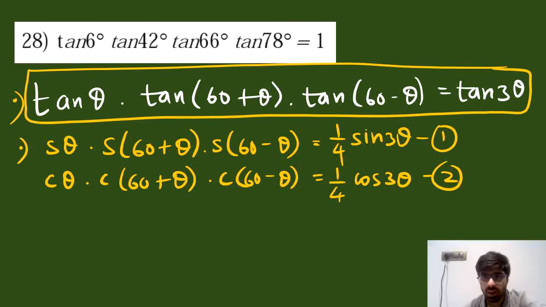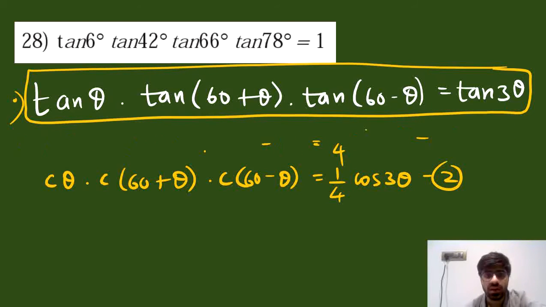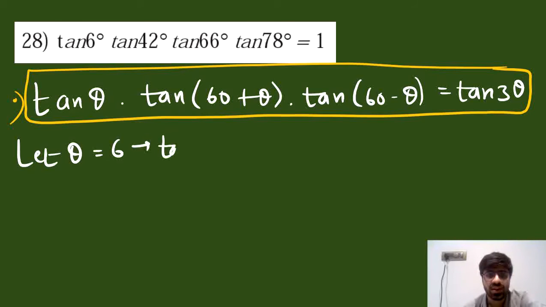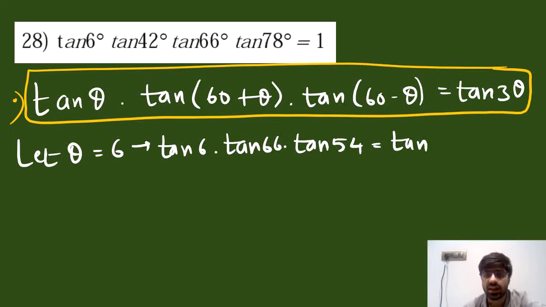So this result, the one which I have written in white, is the one that we will be using for solving this particular question. So what we can do is, in that very expression that I have just written, let's substitute the value of theta as 6. So when we put theta as 6, we have tan 6 into tan 66 into tan 54 is equal to tan of 3 into 6, which is equal to tan 18.